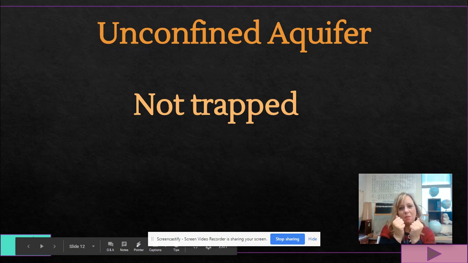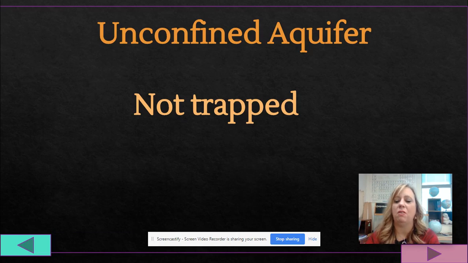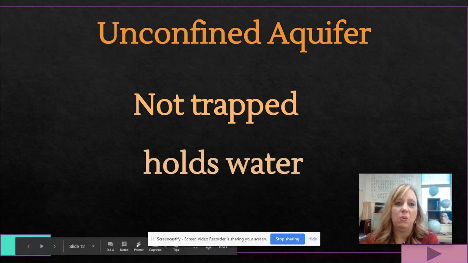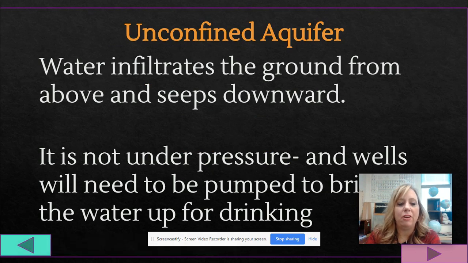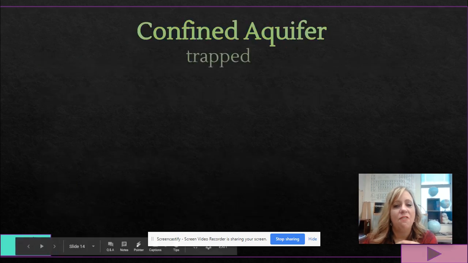Unconfined. If confined means I'm squeezed, unconfined means I'm open and I can allow water to go through. I'm not trapped. It holds water. Water infiltrates the ground from above and seeps downward. It is not under pressure, and wells may be pumped to bring the water back up for drinking. We have a lot of unconfined aquifers around here in Pennsylvania. We have a well, and you may have to have a pump system to bring the water up, because when people lose electricity, all of a sudden they're like, I can't get the water out of the ground because the pump's not working.